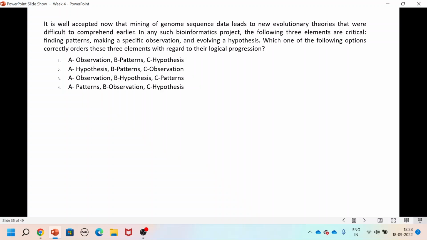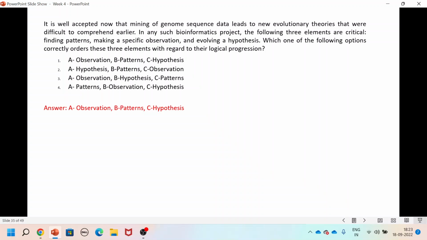Do I need to first observe the sequence, then find the pattern in the sequence, and then come up with the hypothesis? Or firstly, should I hypothesize something, then find the pattern, and then observe the sequence? What is the correct chronology of the steps which we should follow? The correct answer is that first we should observe the sequences, then we should find the patterns.